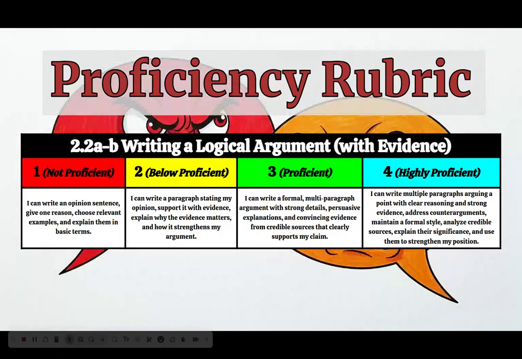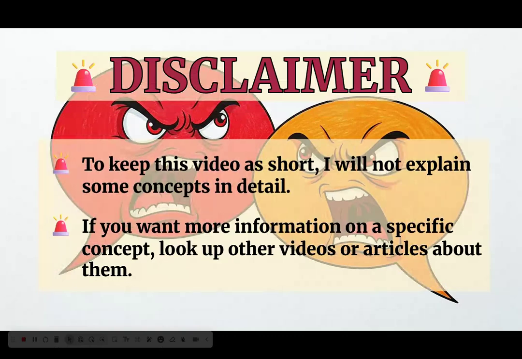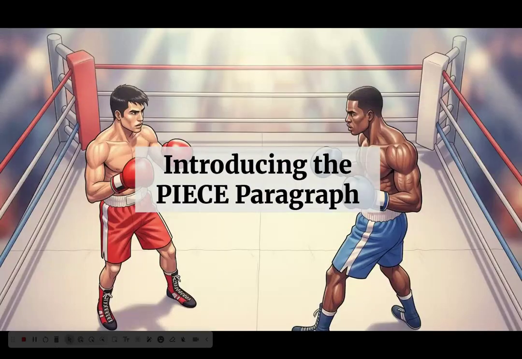This is our proficiency rubric we are working with for today. Feel free to pause and read the proficient and highly proficient columns to see what you should be hopefully better at by the end of this video. And our agenda for today is the PIECE paragraph introduction, and we'll go through the 5 parts: the point, introduction, evidence, citation, and explanation. And quick disclaimer, I'm trying to keep this video as short as I possibly can, so I won't explain some things in detail. If you want more information, look it up later.